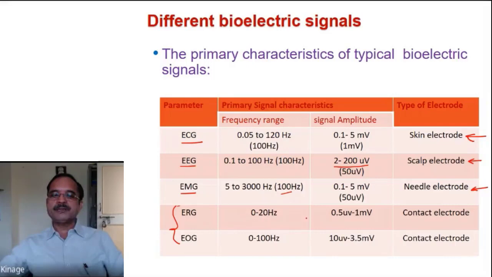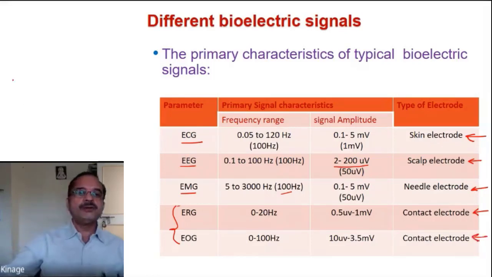So the frequency is 0 to 20 hertz, and the amplitude is 0.5 microvolt to 1 millivolt, and the types of electrodes used are contact electrodes. Then EOG, electrooculograph: the frequency is 0 to 100 hertz, the amplitude is 10 microvolt to 3.5 millivolt, and the electrodes are again contact electrodes.